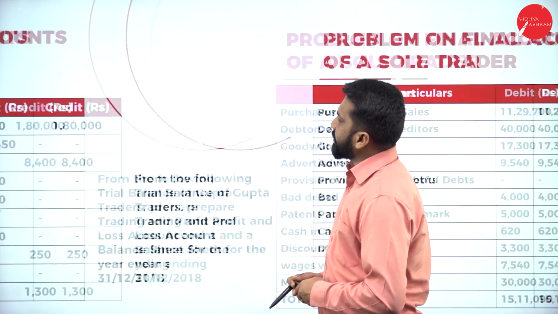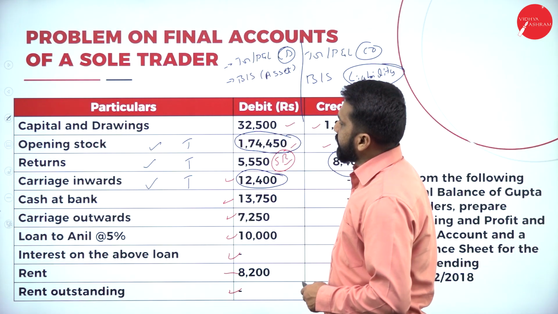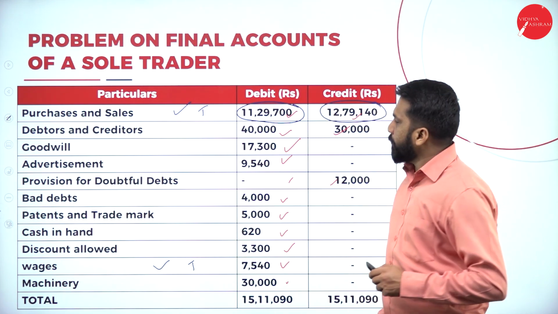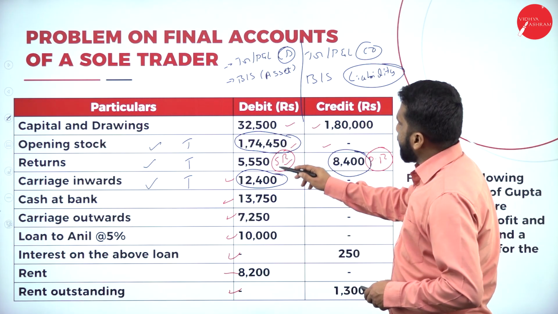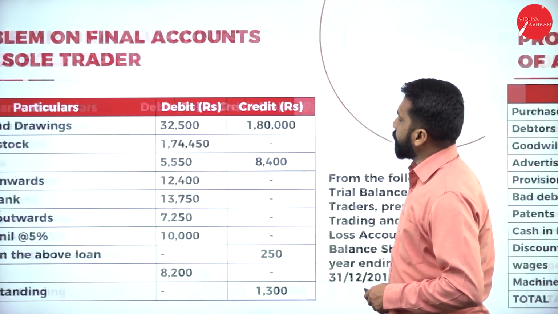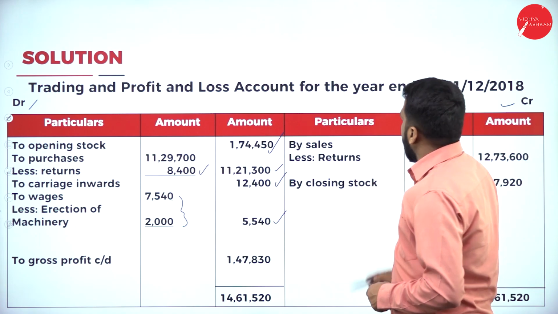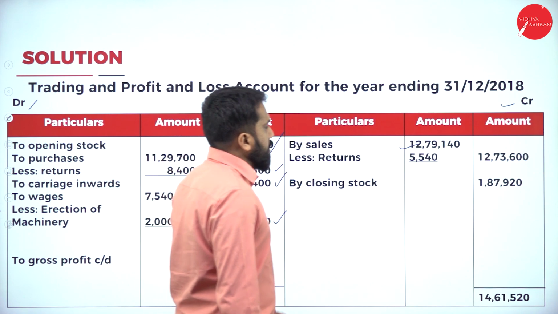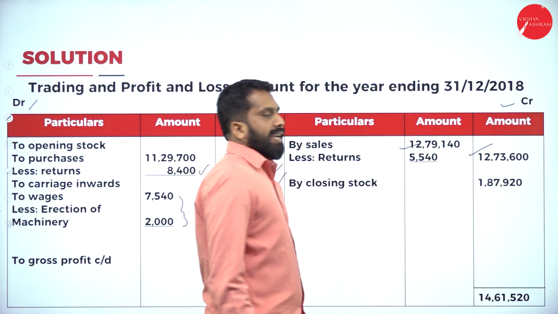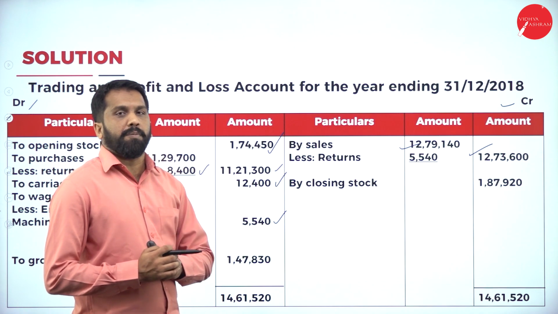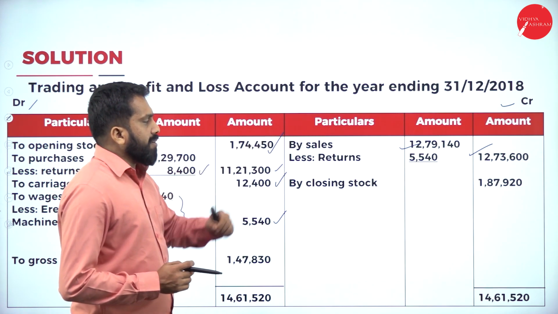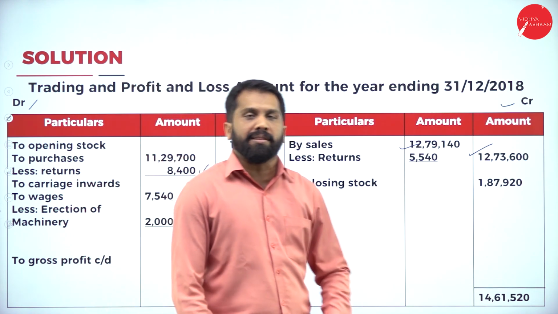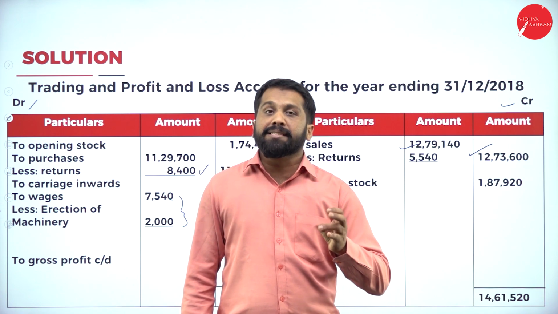Now we'll come to the credit side. Is there anywhere sales? Yes, we have sales 12,79,140 minus return 5,540. You will get the answer 12,73,600. Hope you are clear. This is all about your sales minus return. Now, what will come under the credit side? You will get sales minus sales return.